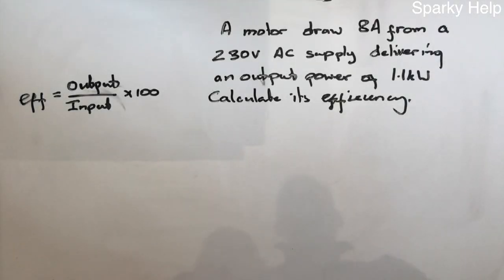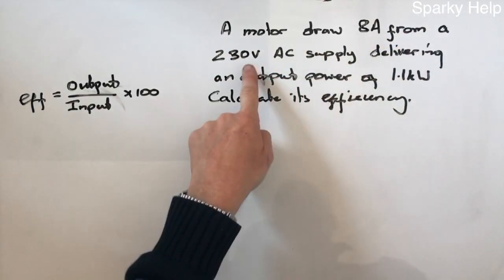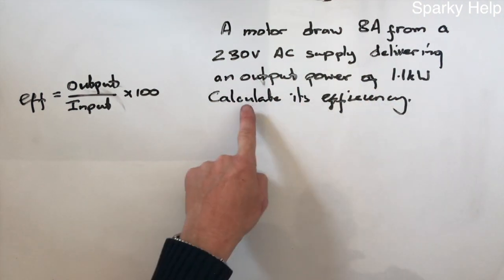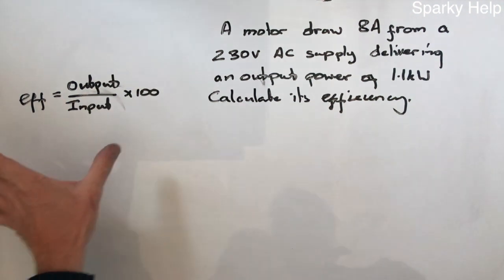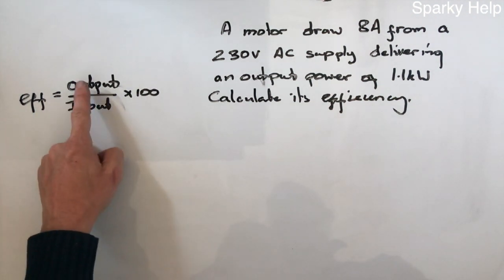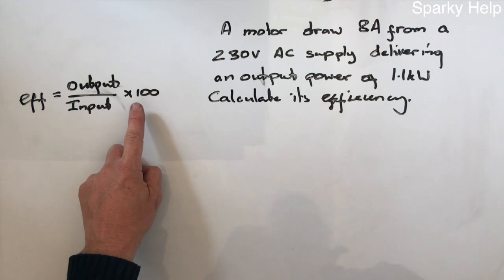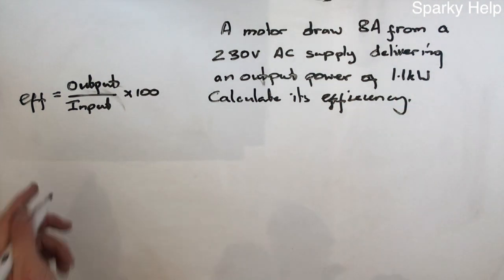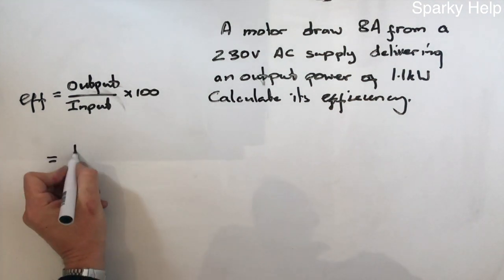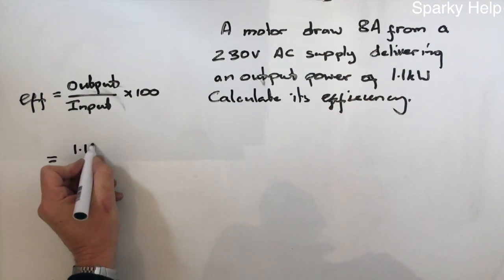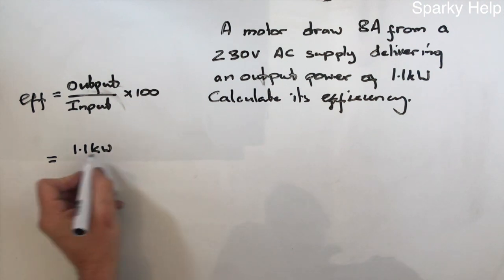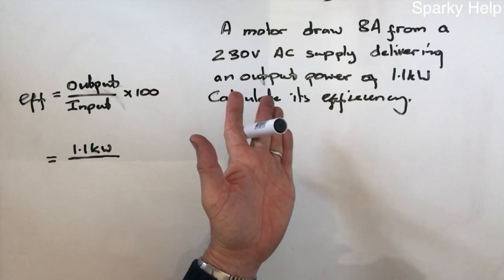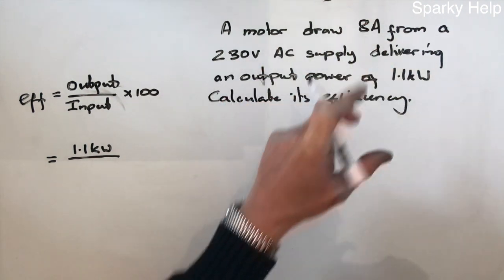Okay, so here's a question. A motor draws 8 amps from a 230 volt AC supply, delivering an output power of 1.1 kilowatts. Calculate its efficiency. Well, here's our formula. Efficiency equals output over input multiplied by 100. So we know our output is this, so we can put that into our formula. So that's 1.1 kilowatts divided by, right, we don't know the input power straight away, but what we do know is the voltage and the current.